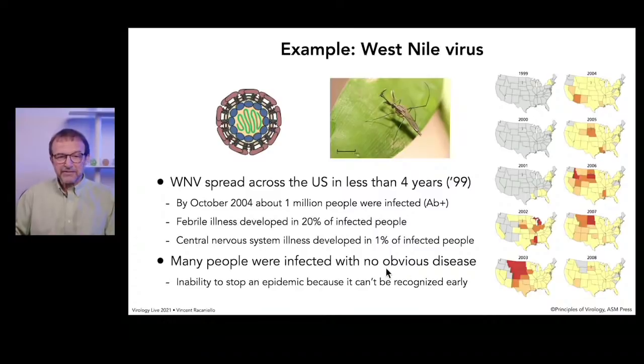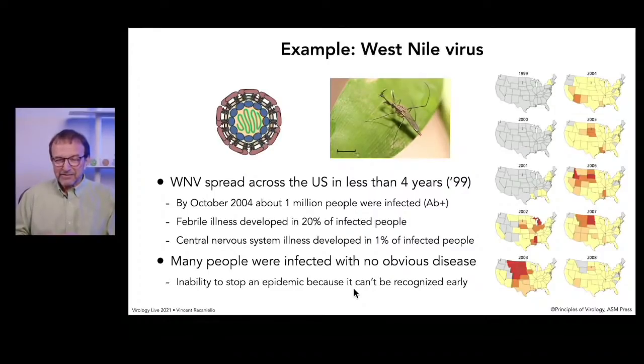Many people were infected with no obvious disease to them, no symptoms, although there were signs. Again, serological, seroconversion, and other things you can measure. And that is what an asymptomatic infection is. And this is a problem for many viruses because if you have a lot of asymptomatic infections, it's hard to stop an outbreak. Witness SARS-CoV-2, right?